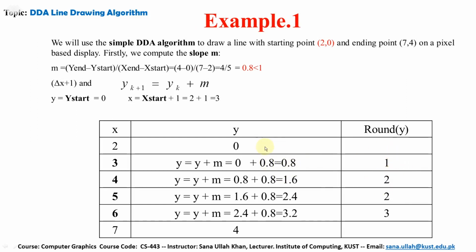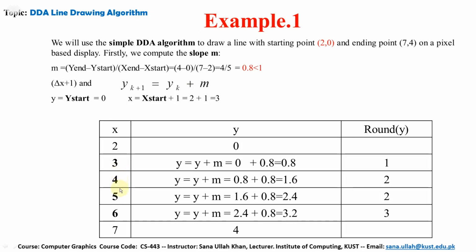Now if you want to calculate the next value, the original y value will be applied here, meaning the previous value, not the rounded value. So x will again be increased with a unit interval and become 4, and y will be increased with the slope. So y plus m: the previous y value is 0.8, plus slope value 0.8, becomes 1.6, and rounding it, it becomes 2.